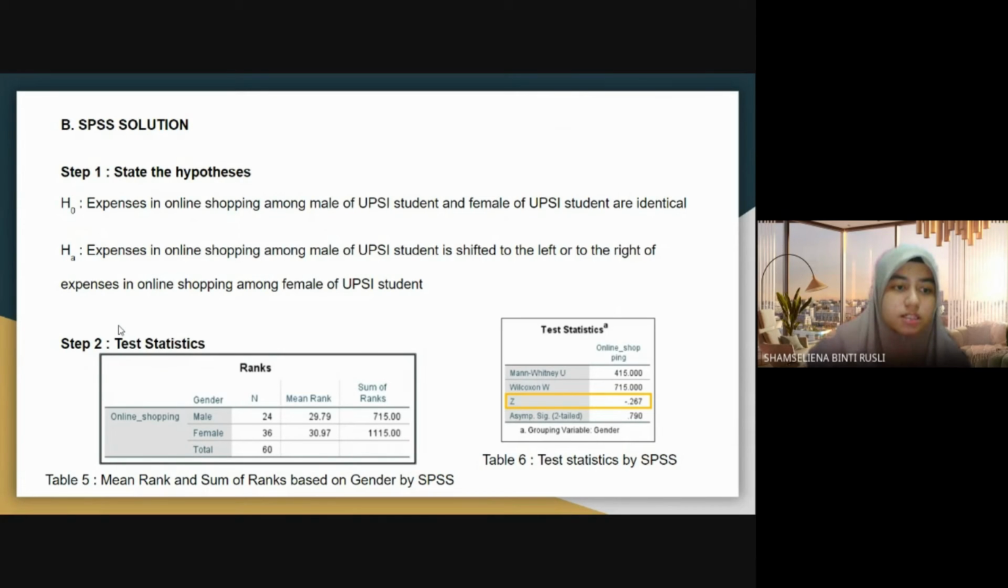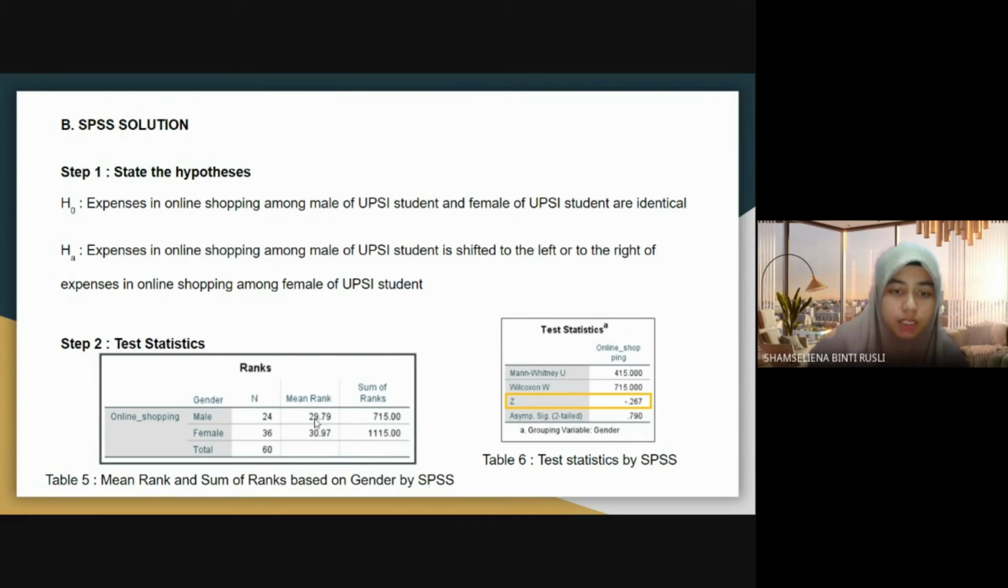So for step 2 test statistic, we use SPSS to determine the sum of rank and the Z value. As we can see, table 5 is about mean rank and sum of rank based on gender by SPSS. Sum of rank for the male student is 715, for the female student 1,115, which is the same as the manual calculation that we calculated before.